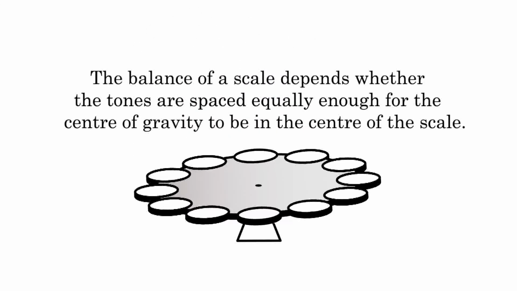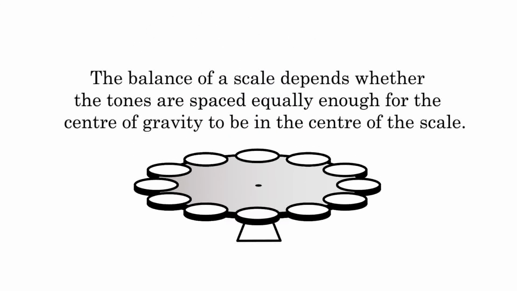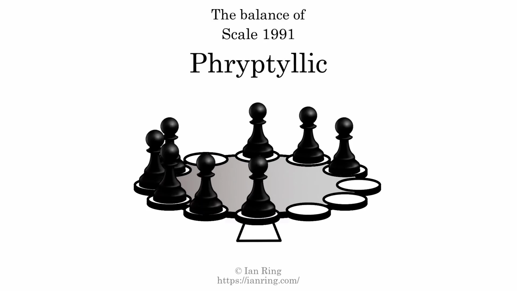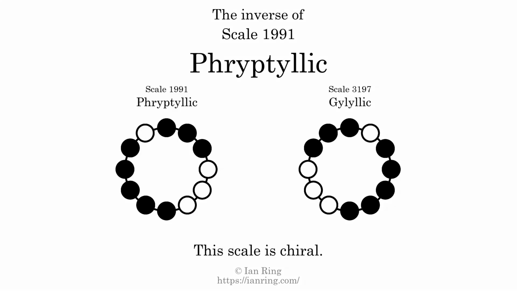The balance of a scale depends whether the tones are spaced equally enough for the center of gravity to be in the center of the scale. This scale is not balanced. The inverse of a scale is a mirror image. It is what you get when the sequence of intervals is reversed.